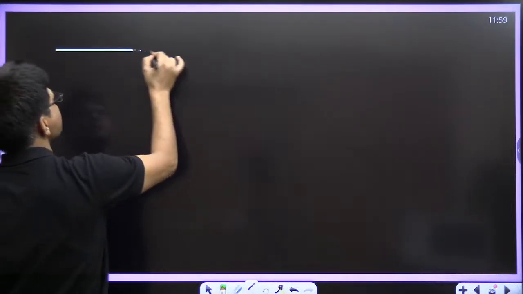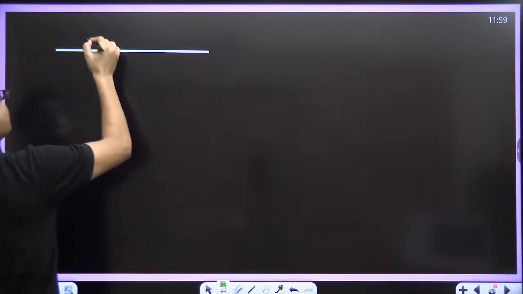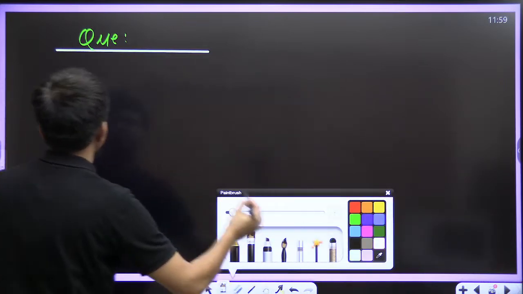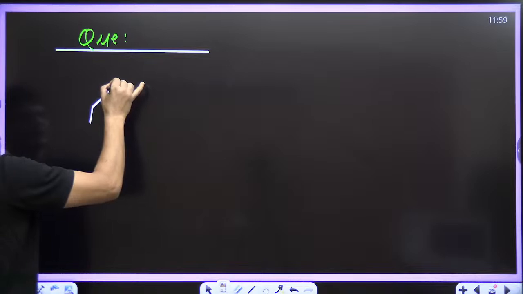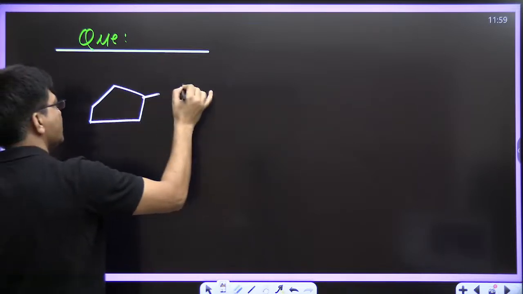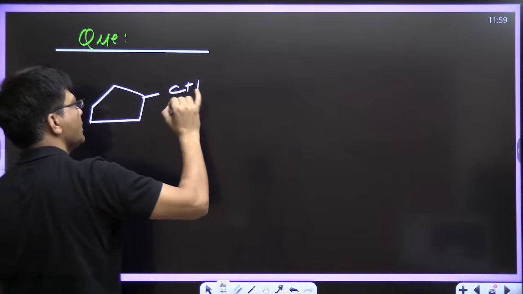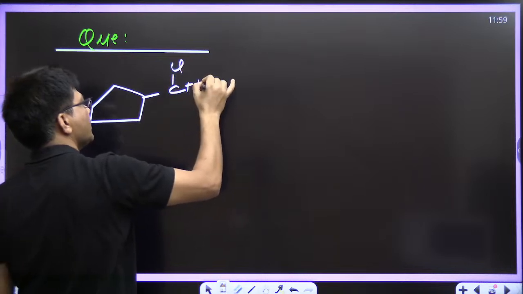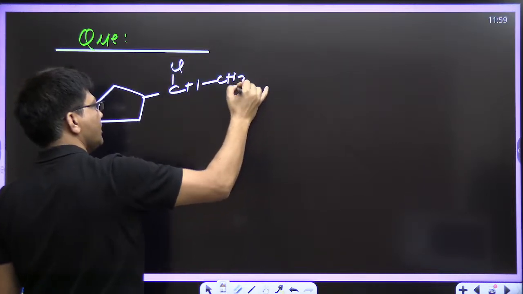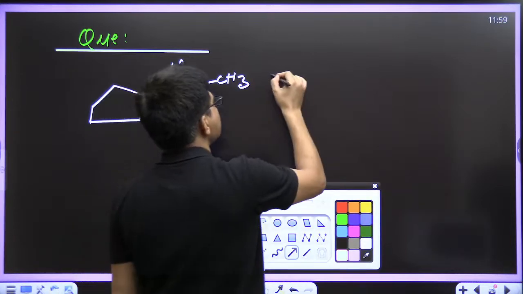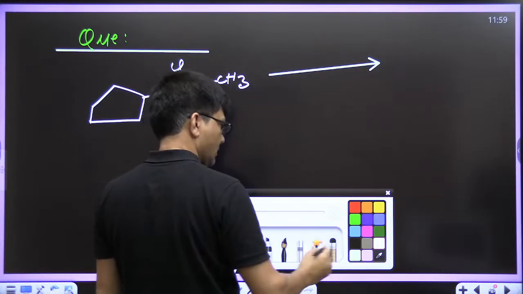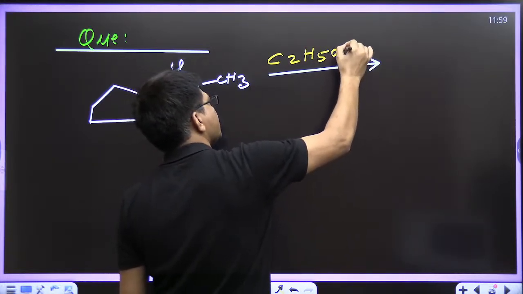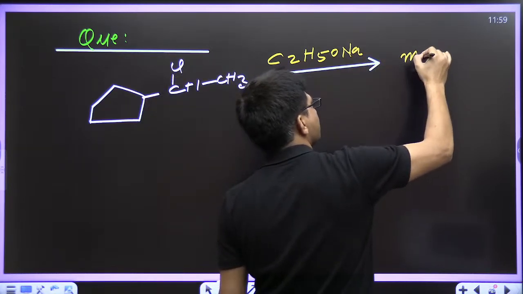Now see, kids, another question. Just try to understand. This is a really awesome question. If it is given like this, chloride, and they have given CH3, and they have done the reaction with C2H5ONa, and they're asking about the major product.